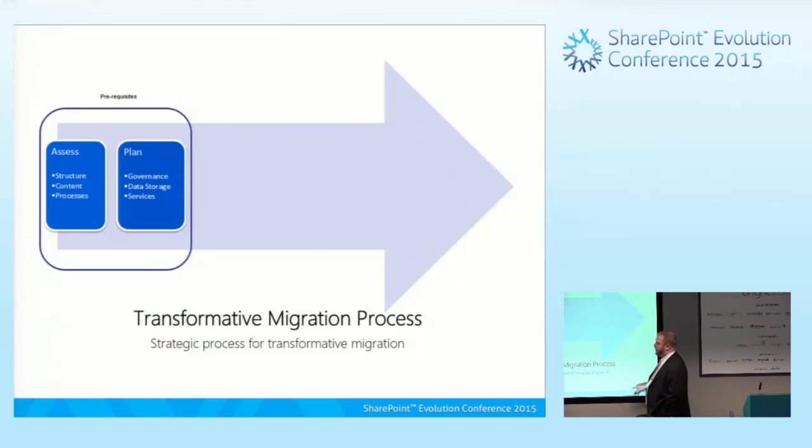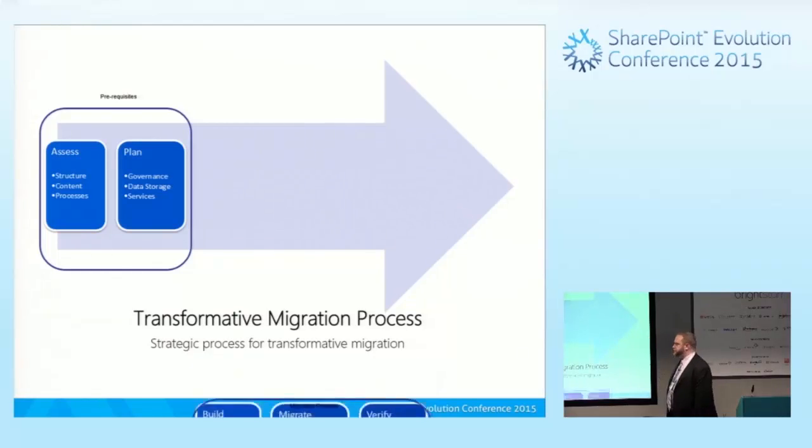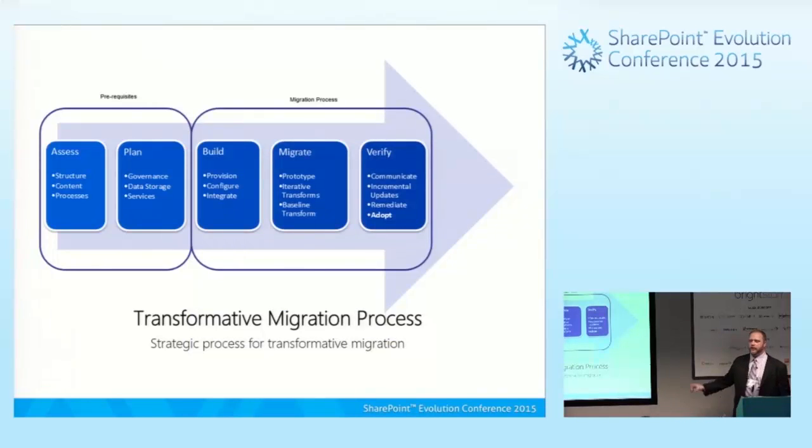Once you have these components in place, you understand your organization, you understand what you're trying to accomplish, and the governance plan that you need implemented. Because writing the plan doesn't mean it's in place. You just know this is where you want to be. Now we're going to take those and we're going to get there. The actual migration process is a three-stage process of build, migrate, and verify.